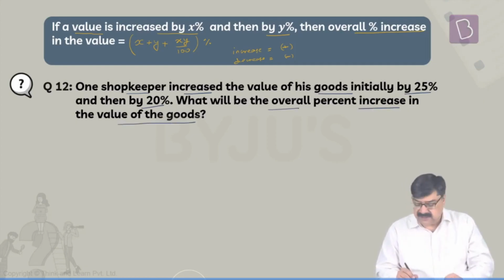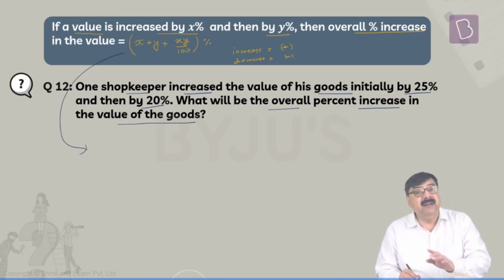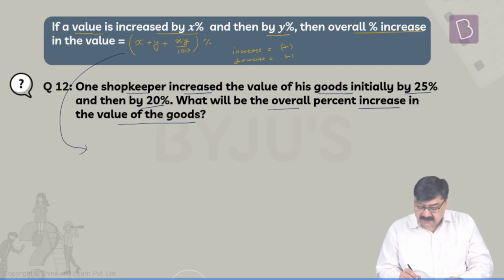Two ways of solving this. Very first, this one, and that is x plus y plus xy by 100. That is 25 plus 20 plus 25 into 20 by 100. This goes by 5, this goes by 5. So 25 plus 20 plus 5 is going to be 50%.